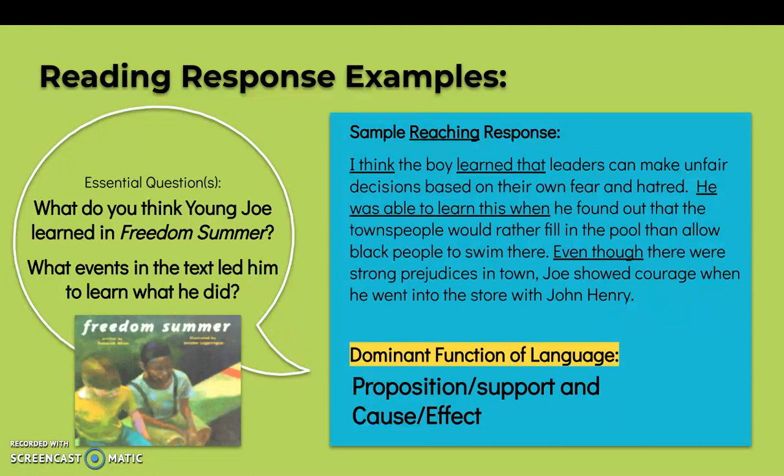But sometimes we might think that the key function here is infer. It sort of is in that sense of proposition and support, but we also need to recognize that there is this cause and effect. It's a really important piece, and we want to make sure we understand that first as teachers so that we can be able to give students the language they need to be successful with that as well.